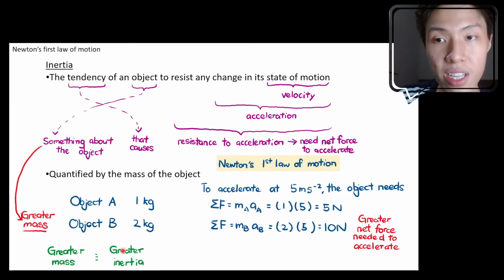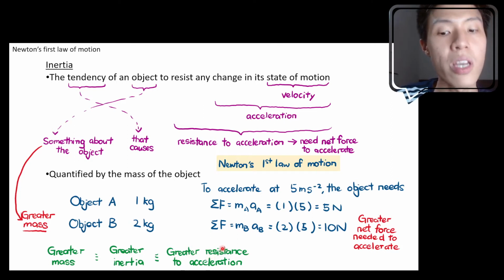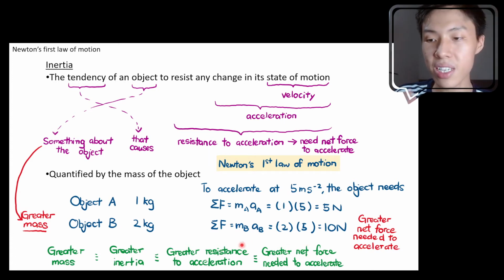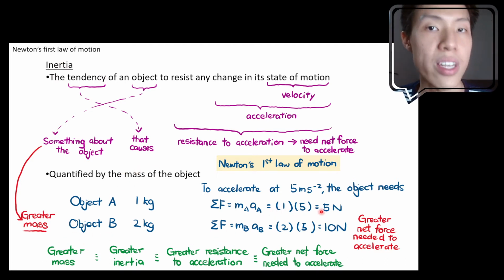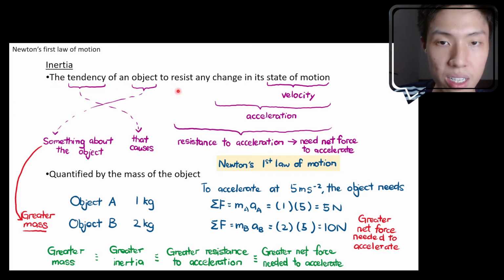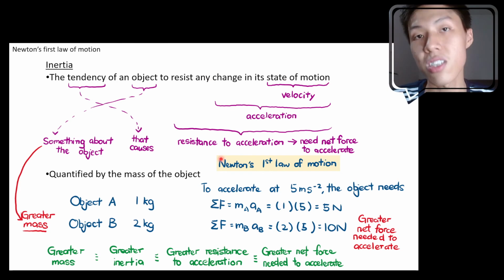And because inertia is resistance to acceleration, greater inertia means greater resistance to acceleration. Greater resistance to acceleration means you need greater net force to accelerate. That's why we say inertia is quantified by mass. Because you have greater mass, you have greater resistance to acceleration. So that's the idea of inertia, and here we relate inertia, using its definition, to Newton's first law by saying that it's the resistance to acceleration.